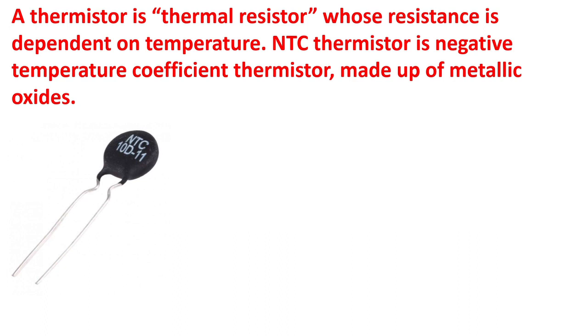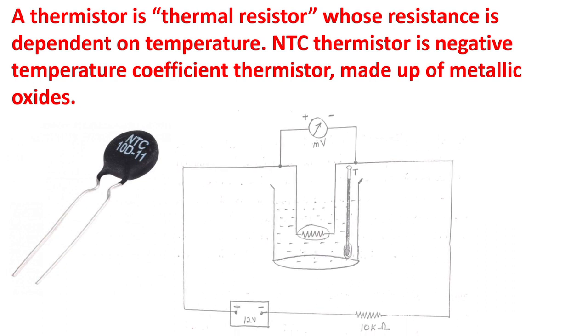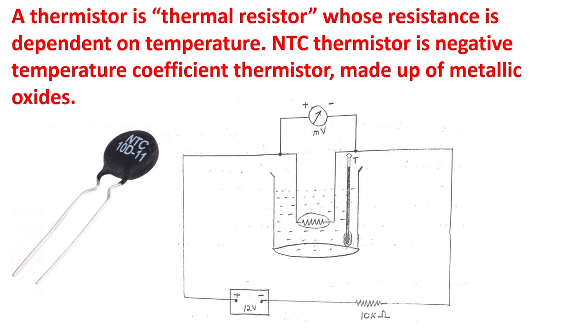This is the circuitry for the calibration of the thermistor. That is, with respect to the temperature, how the resistance as well as the potential drop across the thermistor is developed. Here we have used a 12 volt main supply DC with 10 kilo ohm resistance in series. Follow the cursor. In this path almost 1 milliampere current is flowing.